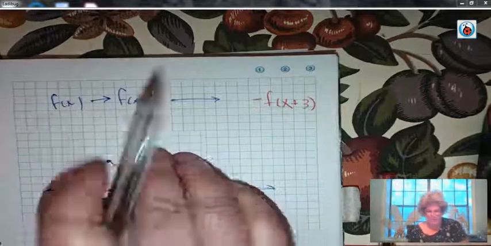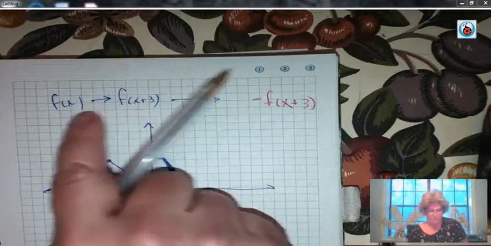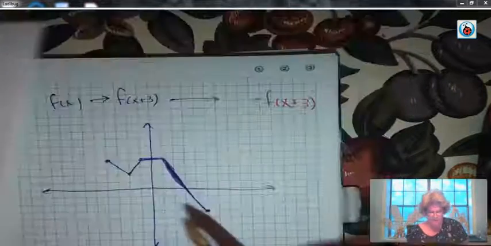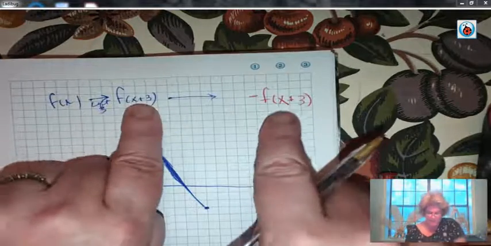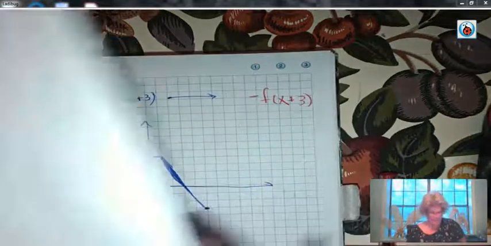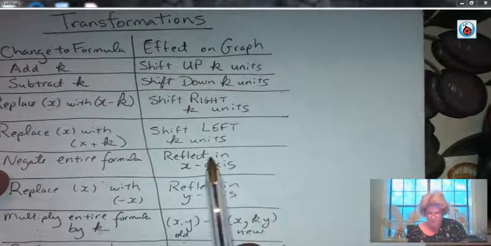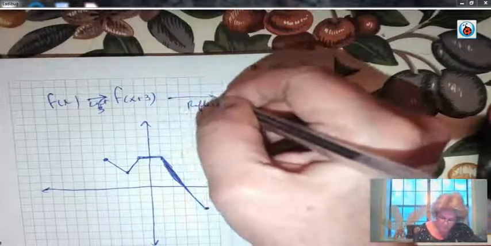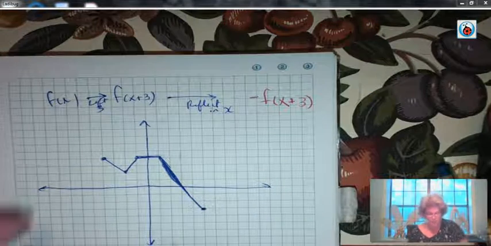So to get from here to here, what is that? That is not adding 3. That is not 3 up. I've replaced the x with x plus 3 in parentheses. So I shift left 3 units. And then to get from here to here, I've negated. Negate the entire formula. I need to reflect that in the x-axis. Okay, so that's what I'm going to do to each point.